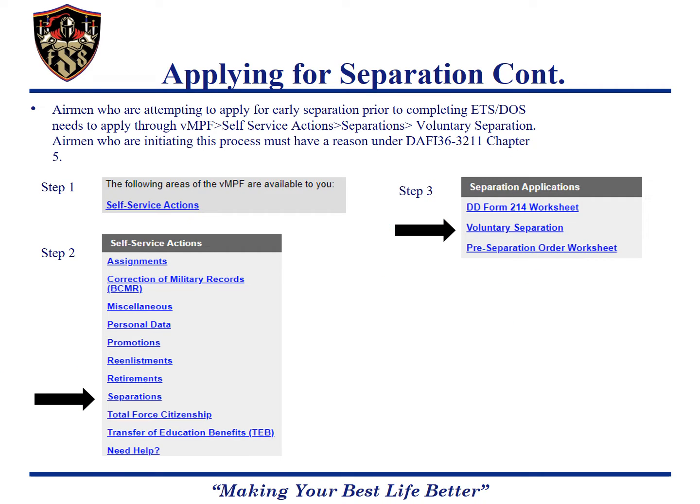Airmen who are attempting to apply for early separation prior to completing ETS/DOS need to apply through Virtual MPF. You'll click on Self-Service Actions, then you'll click on Separations, and then you'll click on Voluntary Separation. Airmen who are initiating this process must have a reason under DAFI 36-3211, Chapter 5.